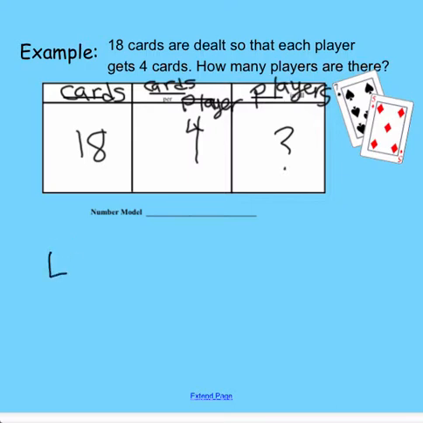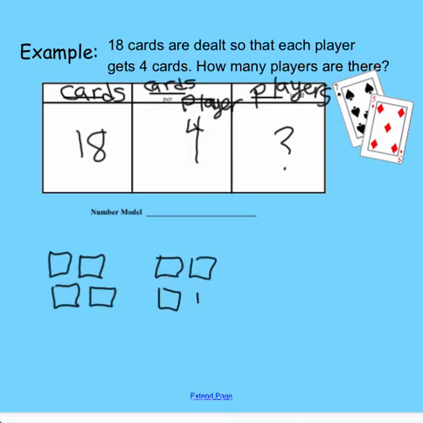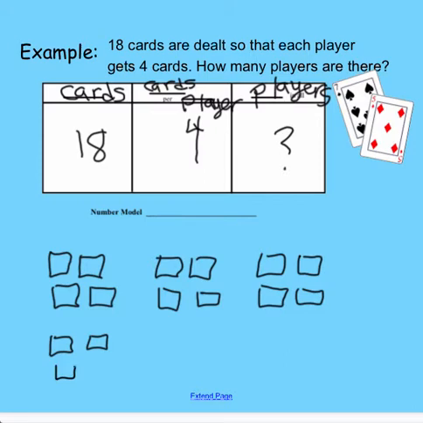I've got 18 cards and each person gets 4. I am going to draw a little square, so I'm going to put them in little groups of 4. So 4 cards for this player means I have at least 1 player there, and I'm going to keep drawing groups of 4 until I've used 18 cards. Now I've used another group of 4, which would mean I've used 8 cards. If I do another group of 4, I've used 12 cards. Another group of 4 means I would have used 16 cards.